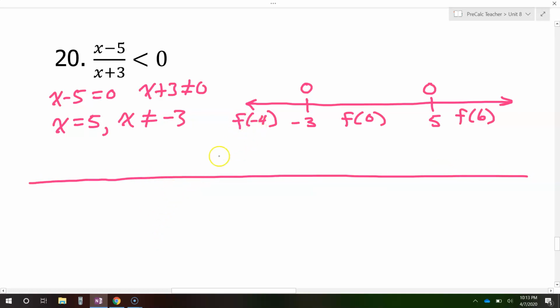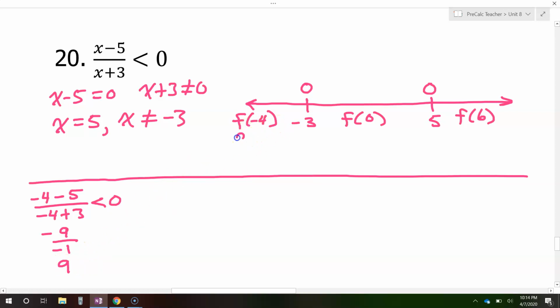Okay, so at negative 4, I'm looking at the original equation. So I'd have negative 4 minus 5 over negative 4 plus 3. And the question is, is that less than 0? Well, this is going to give me negative 9 over negative 1, which is just positive 9. So we're getting positive 9.